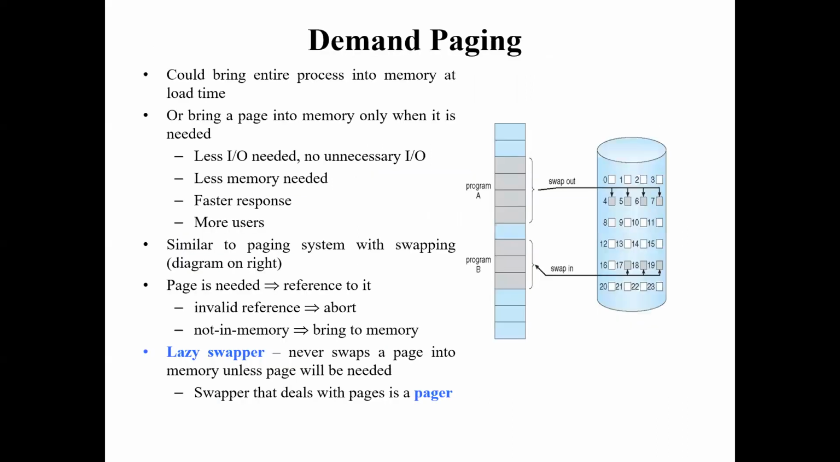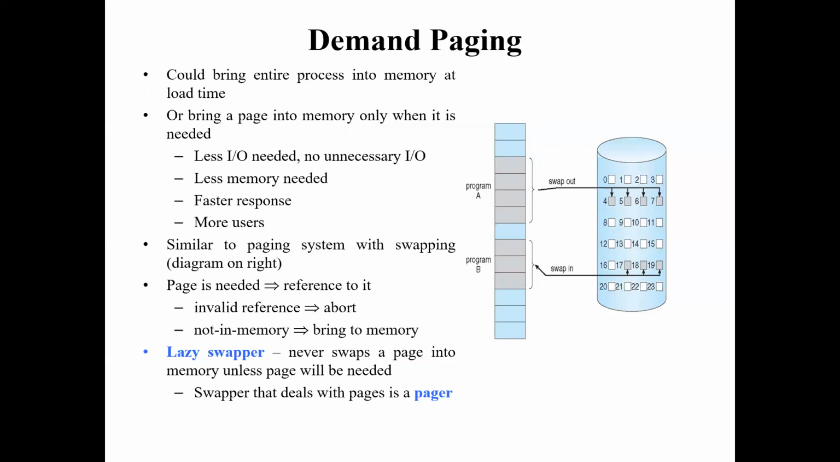So the next concept which we are going to see is demand paging. Demand paging will bring the page into memory only when it is needed. Because it is doing like this, the main advantage of your demand paging is that it needs less IO, and it needs less memory, and it has a faster response time, and then more users can use it.